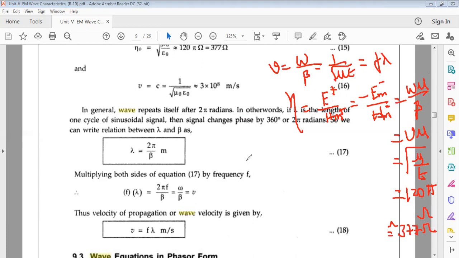Got it, my dear students? And how we got V as f lambda: omega is 2 pi f, and beta is equal to 2 pi by lambda, not 2 pi by beta. So V is equal to f lambda. These are all the parameters we got for the uniform plane wave in free space. Got it, my dear students? It is very, very important.